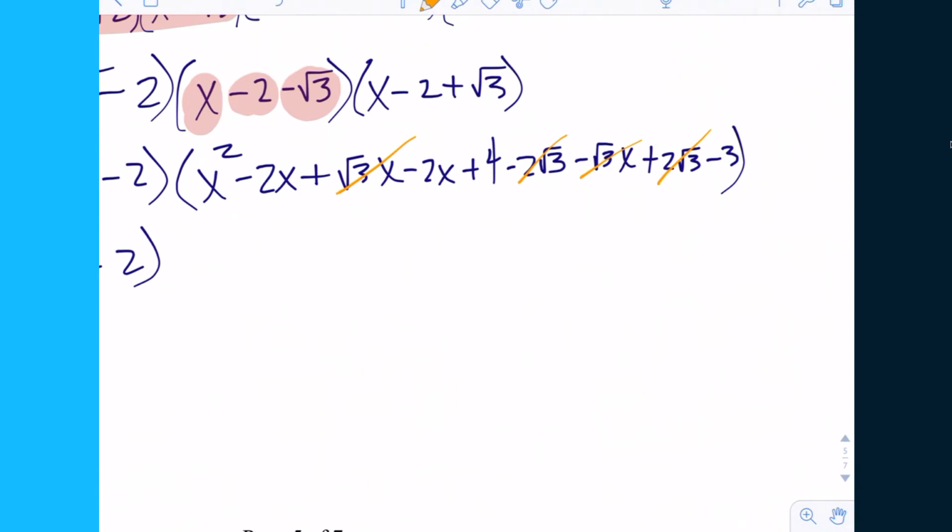So they do, in fact, cancel. If they don't, just keep moving on. Go back up and figure out why.